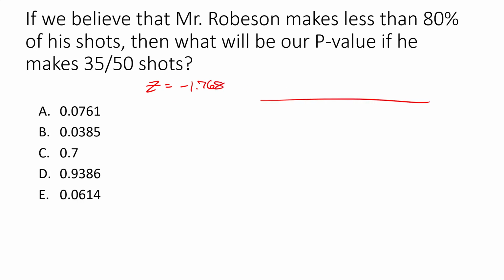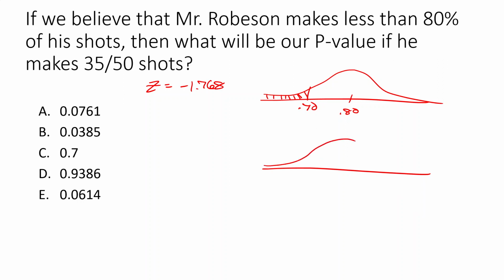And we're going to be going down from there. So we're at this normal curve. We've got 0.80 here, and we're at 0.70, and we want to know this area here. Or we can think about it as the standard normal curve with 0 in the middle, and we're down here at negative 1.768, and we want to know this area down here. Either one of those would be the p-value.